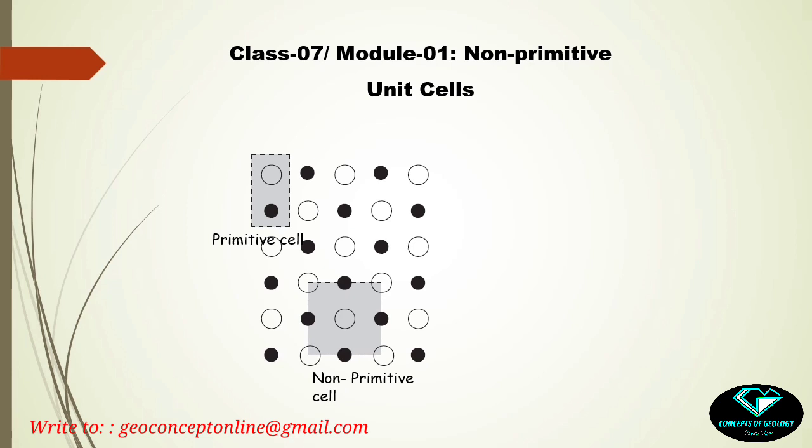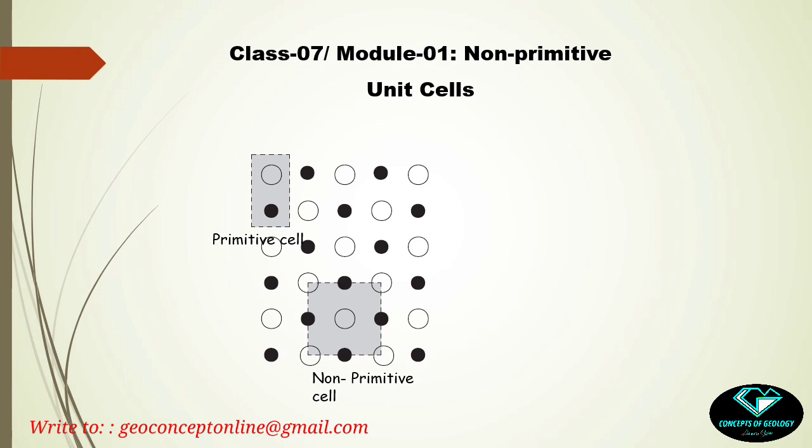Now in most of the cases when we choose a non-primitive unit cell, we may have a primitive choice also, but we are ignoring that. Rather we are choosing a non-primitive unit cell here. So the very obvious question is, why do so? This is done to express the symmetry of the lattice more prominently or more easily.